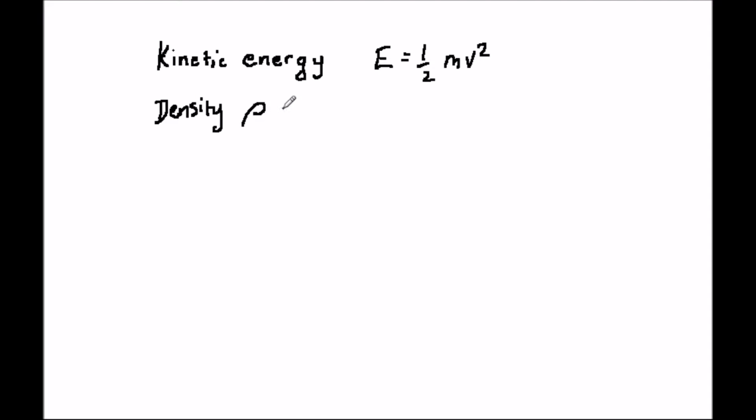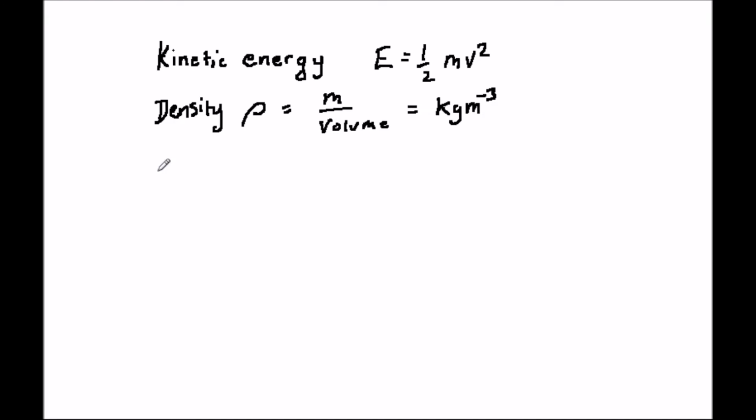For a simple solid object like a ball, this is given by the familiar formula E equals a half mv squared. However, as discussed in a previous video, mass is a rather slippery concept when it comes to fluids, because the fluids are often flowing continuously. So it's easier for us to use ρ, the density, instead.